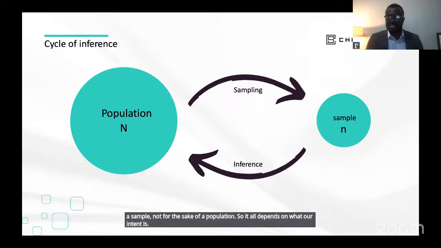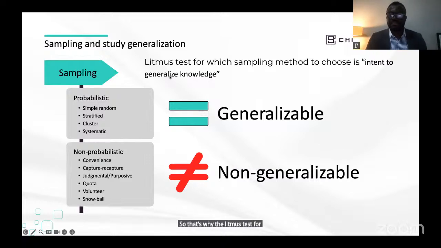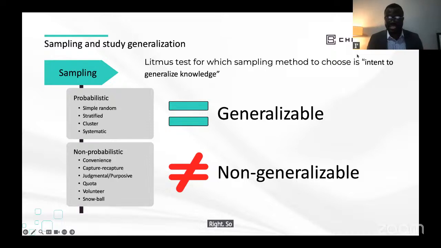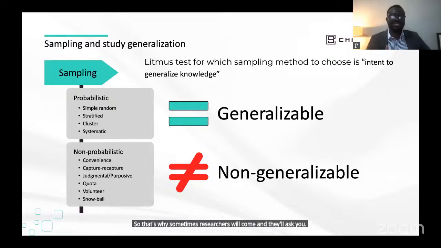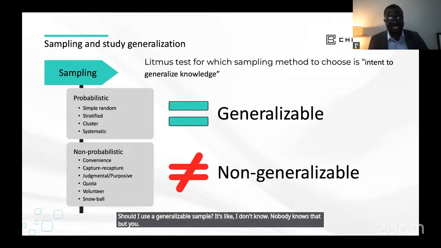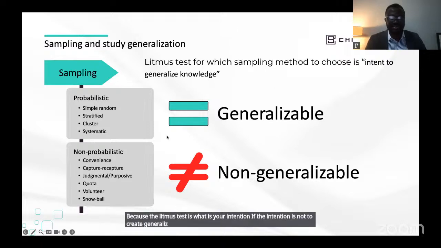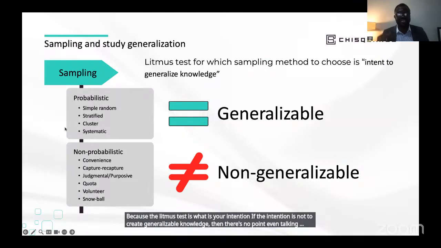So that's why the litmus test for what sampling method to use is the intent to create generalizable knowledge, right? So that's why sometimes researchers will come and they'll ask you, should I use a generalizable sample? It's like, I don't know. Nobody knows that but you, because the litmus test is, what is your intention? If the intention is not to create generalizable knowledge, then there's no point even talking about random sampling. So it all starts with what is your intention as a researcher.